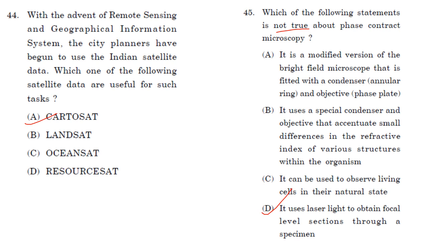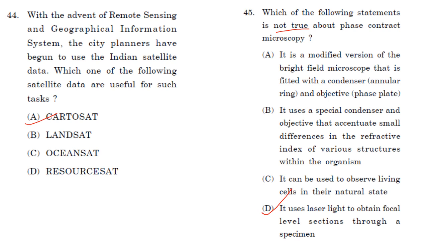With the advent of remote sensing and geographical information system, the city planners have begun to use Indian satellite data. Which one of the following satellite data are useful for such task? It is Cartosat. Answer is option A.